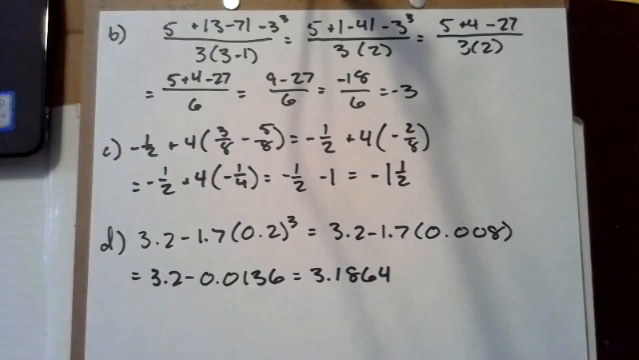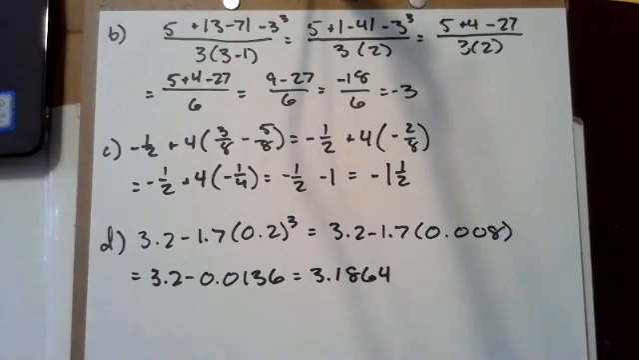This next problem, we have 5 plus the absolute value of 3 minus 7 minus 3 cubed over 3 times 3 minus 1. Deal with the stuff that's in parentheses or other grouping things first. That includes our absolute value bars. 5 plus the absolute value of negative 4 minus 3 cubed over 3 times 2.